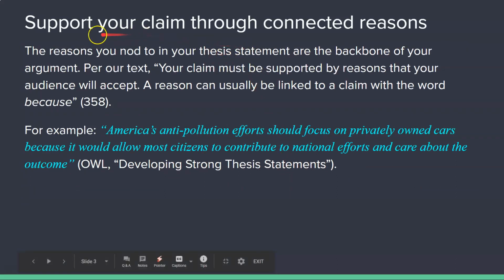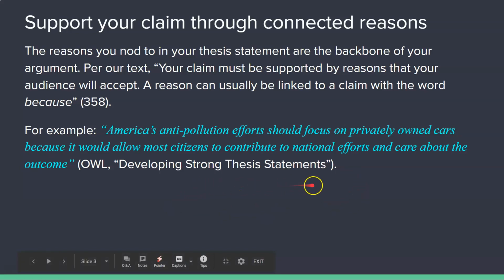Now, what that means from there is that you want to support your claim through connected reasons. So the reasons you nod to in your thesis statement are the backbone of your argument. So per our text, your claim must be supported by reasons that your audience will accept. A reason can usually be linked to a claim with the word because. So here's an example from Purdue OWL. America's anti-pollution efforts should focus on privately owned cars because it would allow most citizens to contribute to national efforts and care about the outcome.